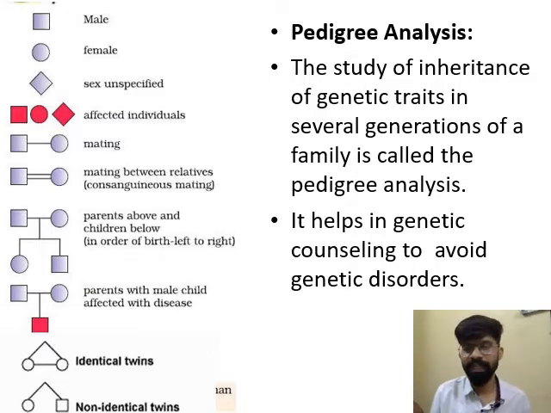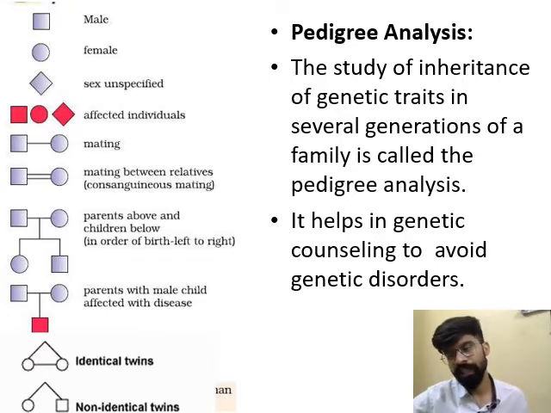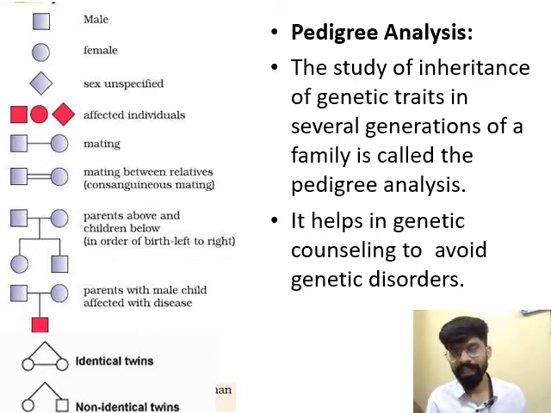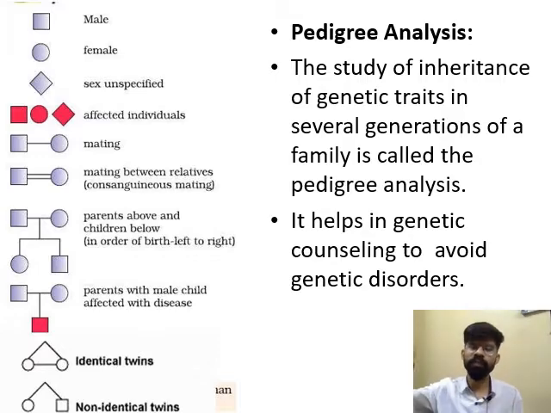So this is the pedigree analysis. This is the next topic, pedigree analysis. Pedigree analysis is a family tree in which the different generations are drawn in a pattern, starting from our forefather, then our grandfather, and so on. In this pedigree chart, we analyze or identify the genetic traits that are transferred from our parents to the next generation, and the next generation.